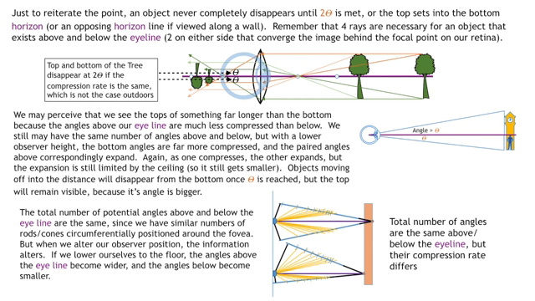And just to reiterate the point, an object never completely disappears until 2 theta is met, or the top sets into the bottom horizon, or an opposing horizon line if we're viewing something along a wall, let's say. But the two common methods would be if 2 theta is met, or the top sets into the lower horizon, since the lower horizon is usually much closer in than the aspects above our eye line. In other words, the floor is usually compressing an object much more than the ceiling, since the ceiling in the case of the sky is much higher.